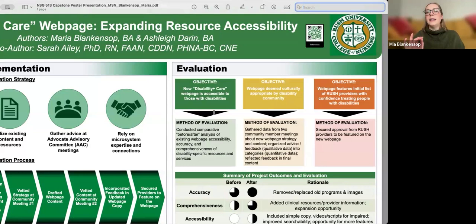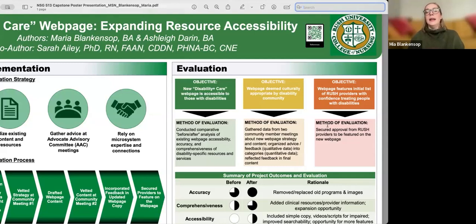We also wanted it to be culturally appropriate and relevant to the disability community. What I think might be relevant to someone accessing the Disability Plus Care webpage might just be an assumption, or it might not be the priority. So we really needed that validation.